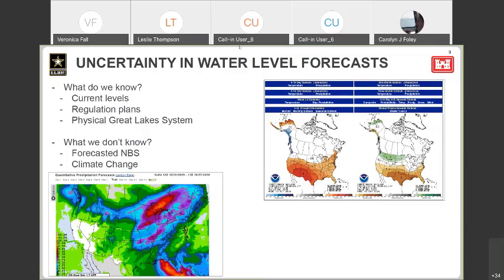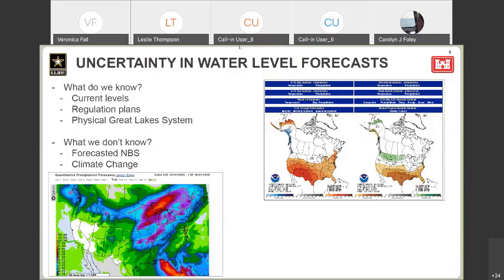Yeah. Okay, so I showed water levels and conditions. Now I'll talk a little bit about our forecasting products, but I just wanted to discuss forecasting as far as what we know and don't know. When we create a water level forecast, there certainly are some things that we do know that let us start putting together a forecast.